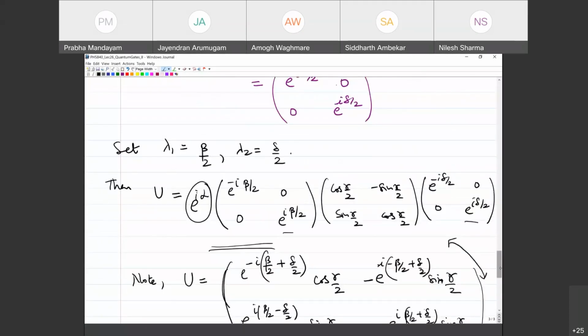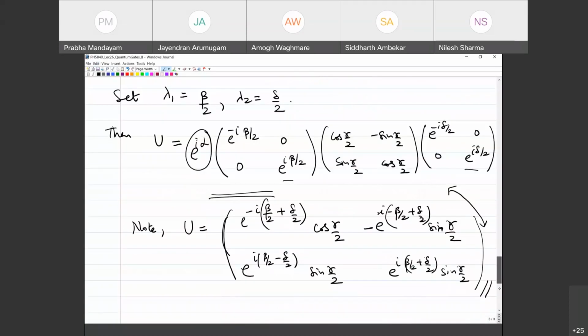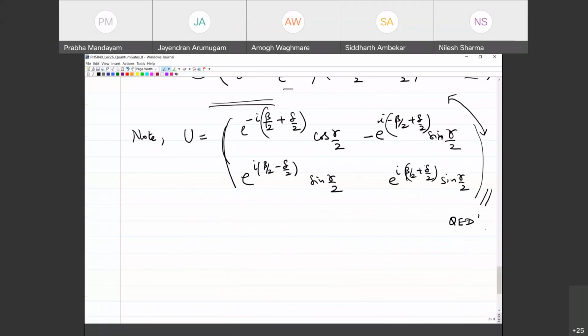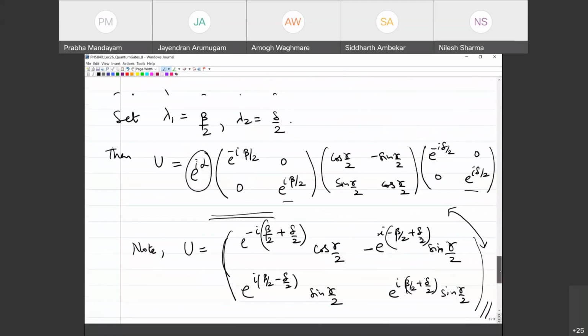And like I said, all that you needed to do was to write down the unitary matrix explicitly in some basis, right? So is this clear? Do you need me to work this out in further detail? If not, I'm going to declare QED, okay? Because it's just matrix multiplication now.